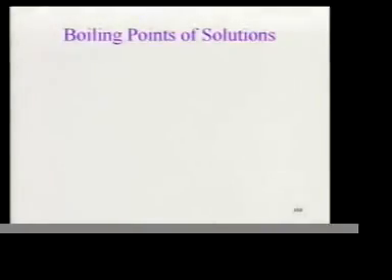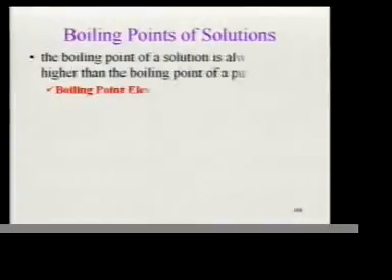So if you calculate that, and it's a freezing point, realize you've got to subtract that from the original freezing point. If you calculate a change in temperature that's for a boiling point, you've got to add that to the normal boiling point. So you're going in opposite directions. So let's take a look at this.